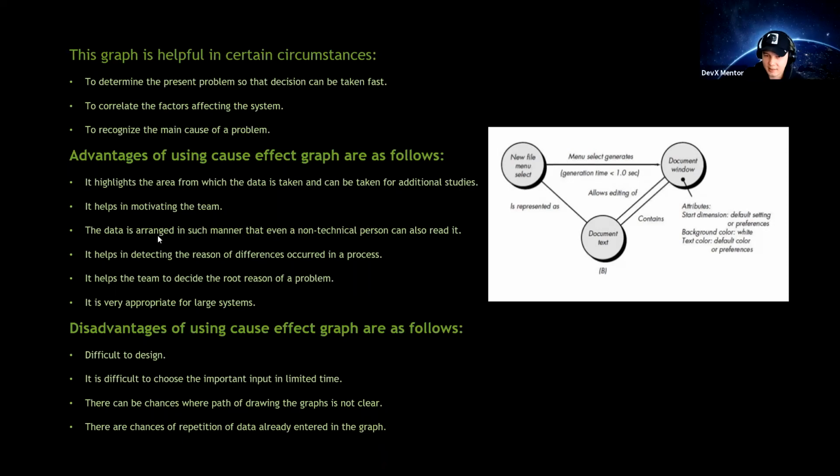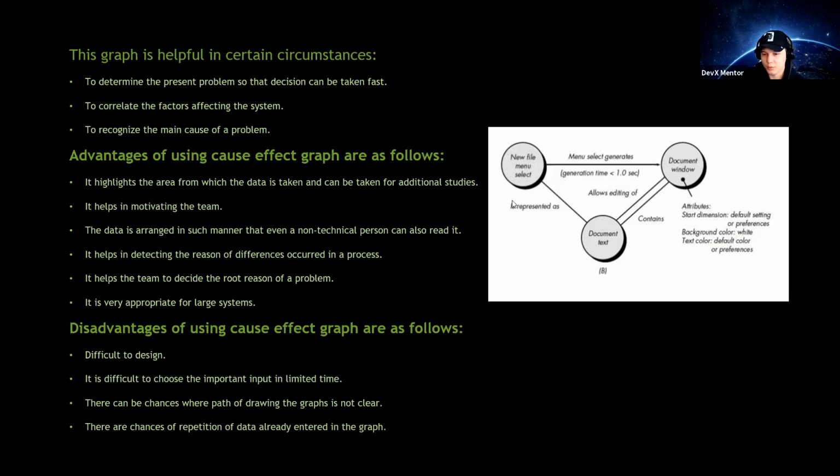Okay. The data is arranged in such a manner that even a non-technical person can read it. So yeah, it's very clear on graphs, even a PO or BA can easily understand the flow of the program and what testing we perform. It helps to detect the reason for differences that occurred in the process. It helps the team decide the root reason of a problem. It's very appropriate for large systems. So larger systems, more complicated flow. When we're drawing the graphs, it's easier to understand how it works.